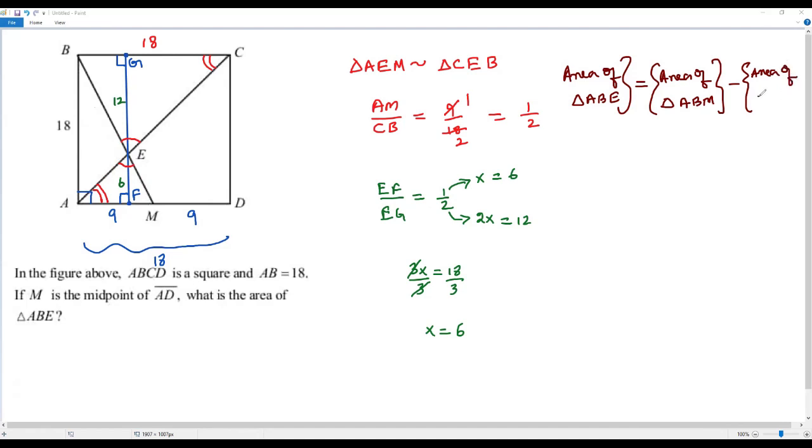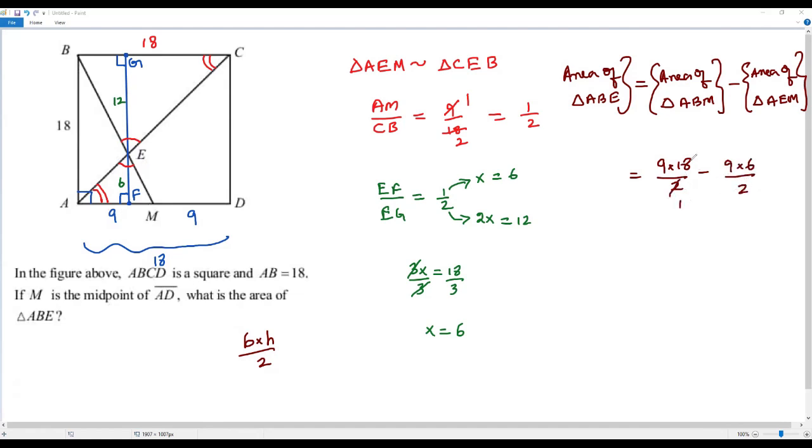To get the area of this triangle ABM, we can use the formula, that is base times height divided by 2. For this right triangle ABM, the base is 9 and the height is 18. So we can plug in the base 9 for B and height 18 for H and divide by 2. Let me do it over here. That is 9 times 18 divided by 2. Now to get the area of this smaller triangle AEM, we have to use the same formula. So we plug in this base 9 for B and height 6 for H. Then we get 9 times 6 divided by 2.